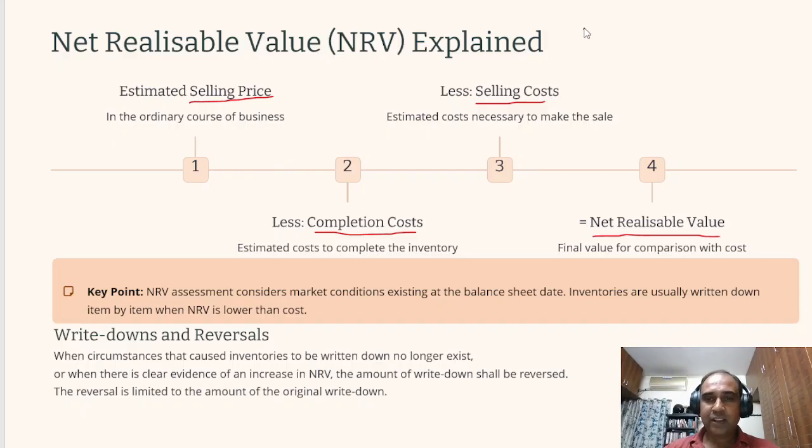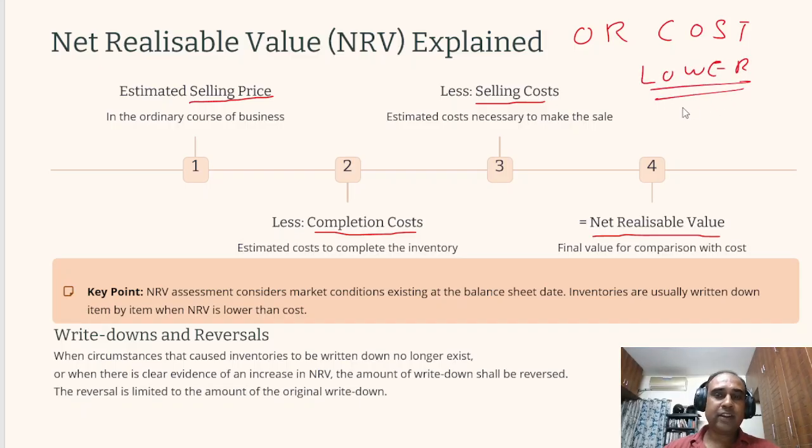So NRV or cost, whichever is lower, the inventory has to be valued at NRV or cost, whichever is lower, guys. Clear? So what is net realizable value? It is the estimated selling price less future cost required to complete the inventory, less selling cost. That is net realizable value. Clear?